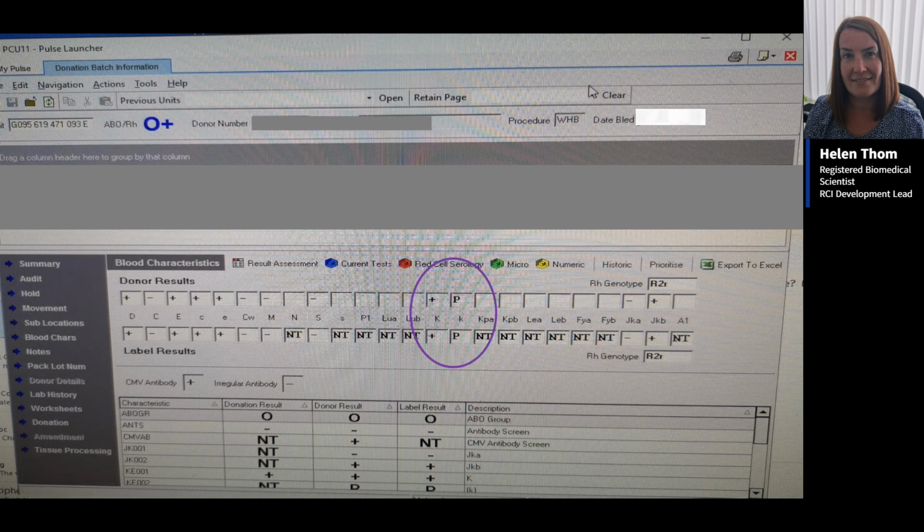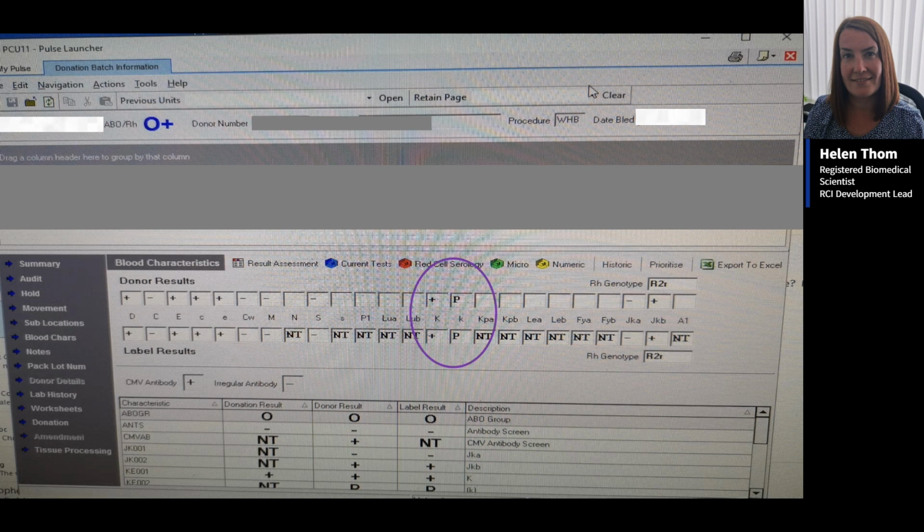So if you see the purple circle there, where we've got the big K, it's positive. When we perform phenotyping on all of our units in the donor testing department, we do it twice, and you get a positive or a negative. So this has been confirmed twice. We tested it once, but it was little k positive. We haven't tested that again, because once we know it's positive, we don't really need to know that it's negative. So unfortunately, this unit was heterozygous.